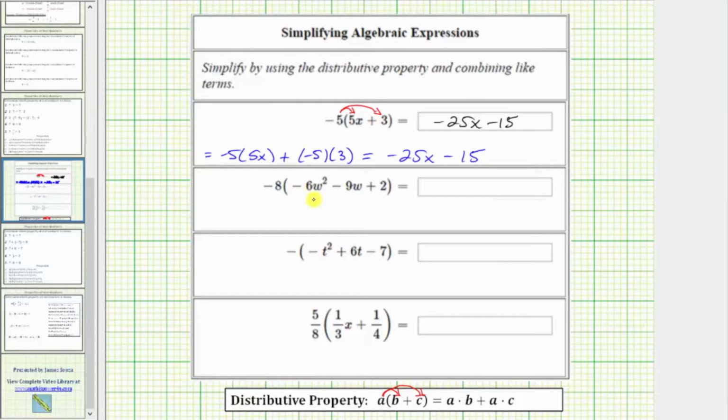Next we have negative 8 times the quantity negative 6w squared minus 9w plus 2. Notice inside the parentheses we have a sum or difference of three terms, which means when we distribute, we will have three products: 1, 2, and 3. This is equal to negative 8 times negative 6w squared. And then because we have a minus here, we have minus negative 8 times 9w. And then plus negative 8 times 2.